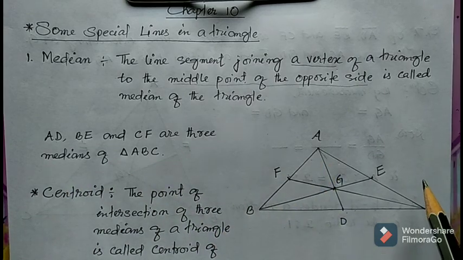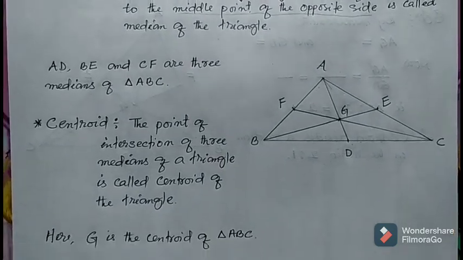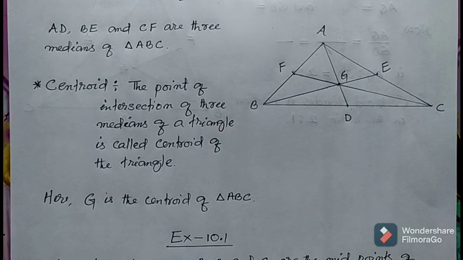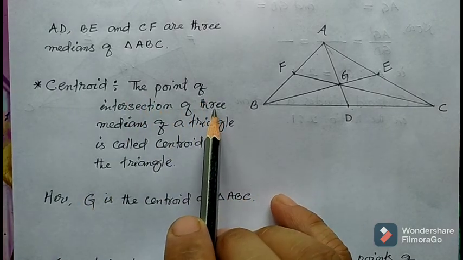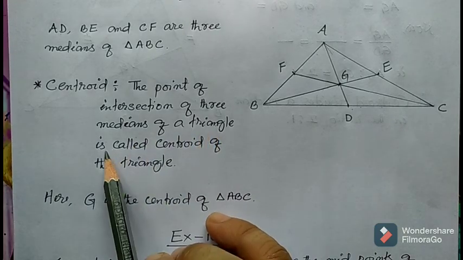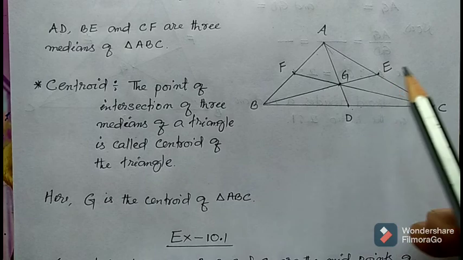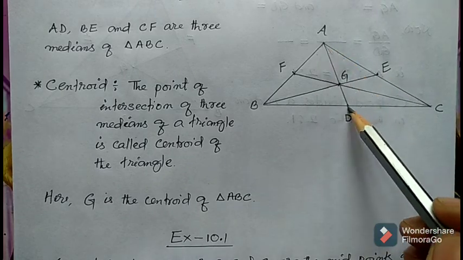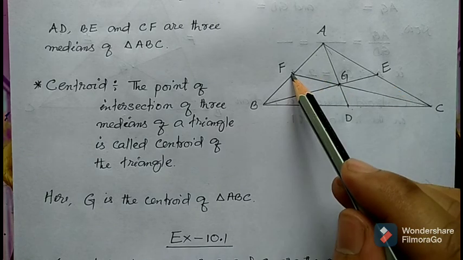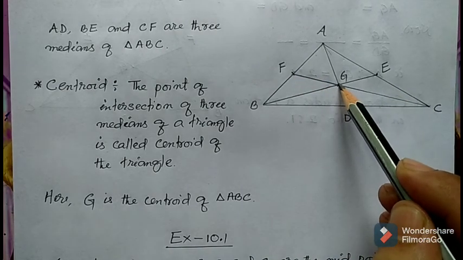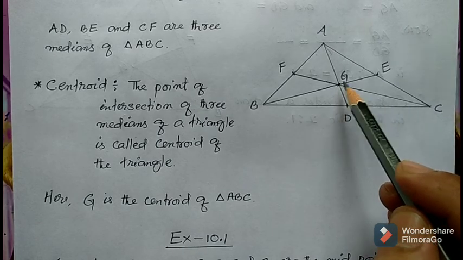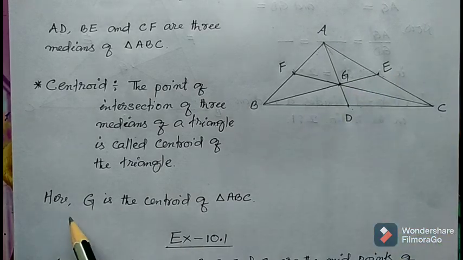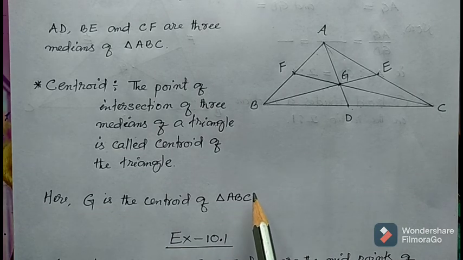The triangle is ABC. And now let's see one more important term here. The term is centroid. What is centroid? The point of intersection of 3 medians of a triangle is called the centroid of the triangle. Now in the figure, you can see 3 medians, AD, BE and CF. They meet at one point, and we call this point Z. So this point is called the centroid, because it is the point where the three medians of our triangle meet each other. Here Z is the centroid of triangle ABC.